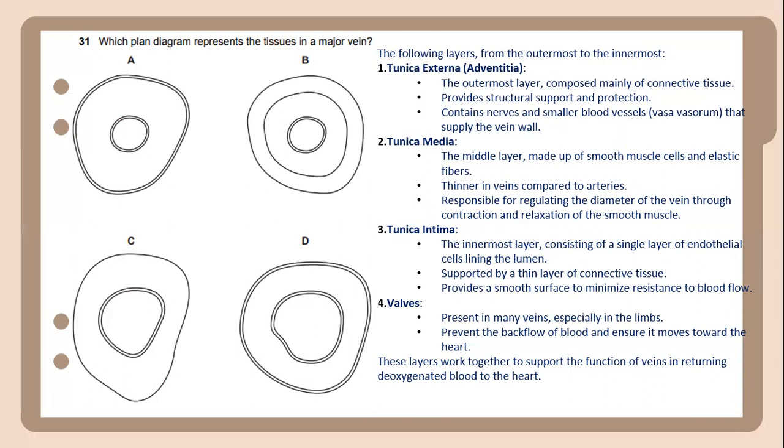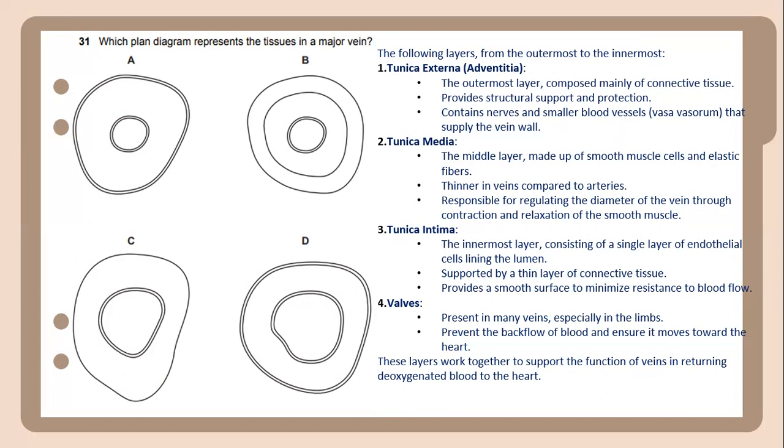And tunica intima is the innermost layer, consisting of a single layer of endothelial cells lining the lumen, which is supported by a thin layer of connective tissue. The tunica intima provides a smooth surface to minimize resistance to the blood flow.